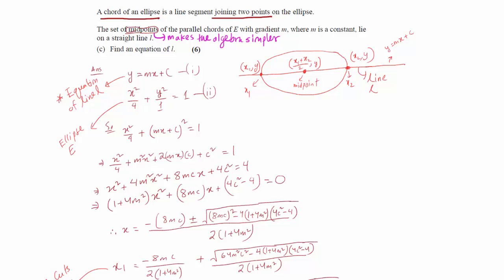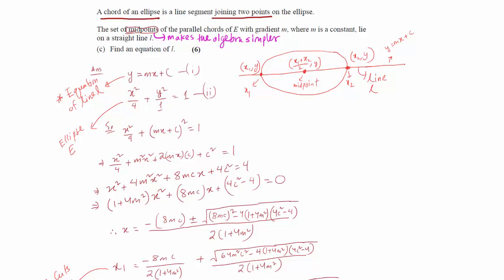This question number C is mainly about algebra. We have a line and the name of the line is L, and we have an ellipse, the name of the ellipse is E, capital E. So this line and this ellipse intersect at 2 points, and the x coordinates of the 2 points are x1 and x2, and it's a horizontal line. The y coordinates are going to be the same.